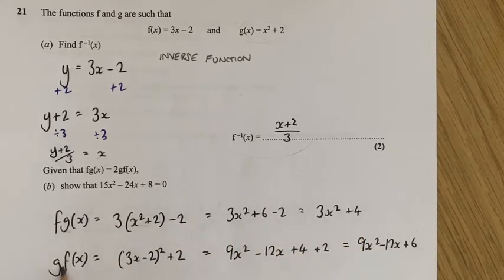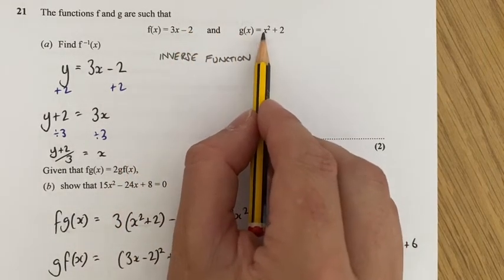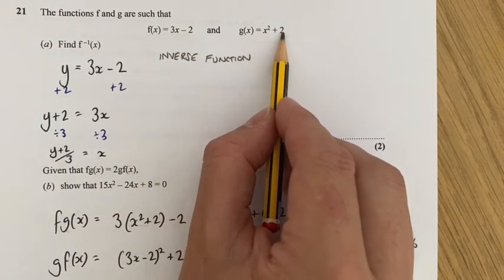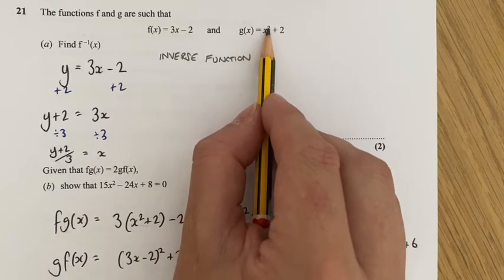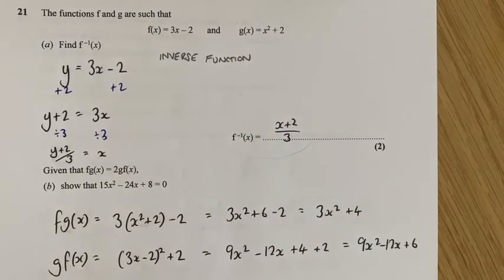Okay? Equivalent thing here, but it's the other way around. We're going to get the f function and put it into g. Okay, so it's x squared plus 2. So it's going to be the f function squared plus 2. So it will be 3x take 2, all squared, and then add 2. And then again, fairly straightforward algebra to multiply out this double bracket and then add 2 on the end, and tidy it up. 9x squared take 12x plus 6.